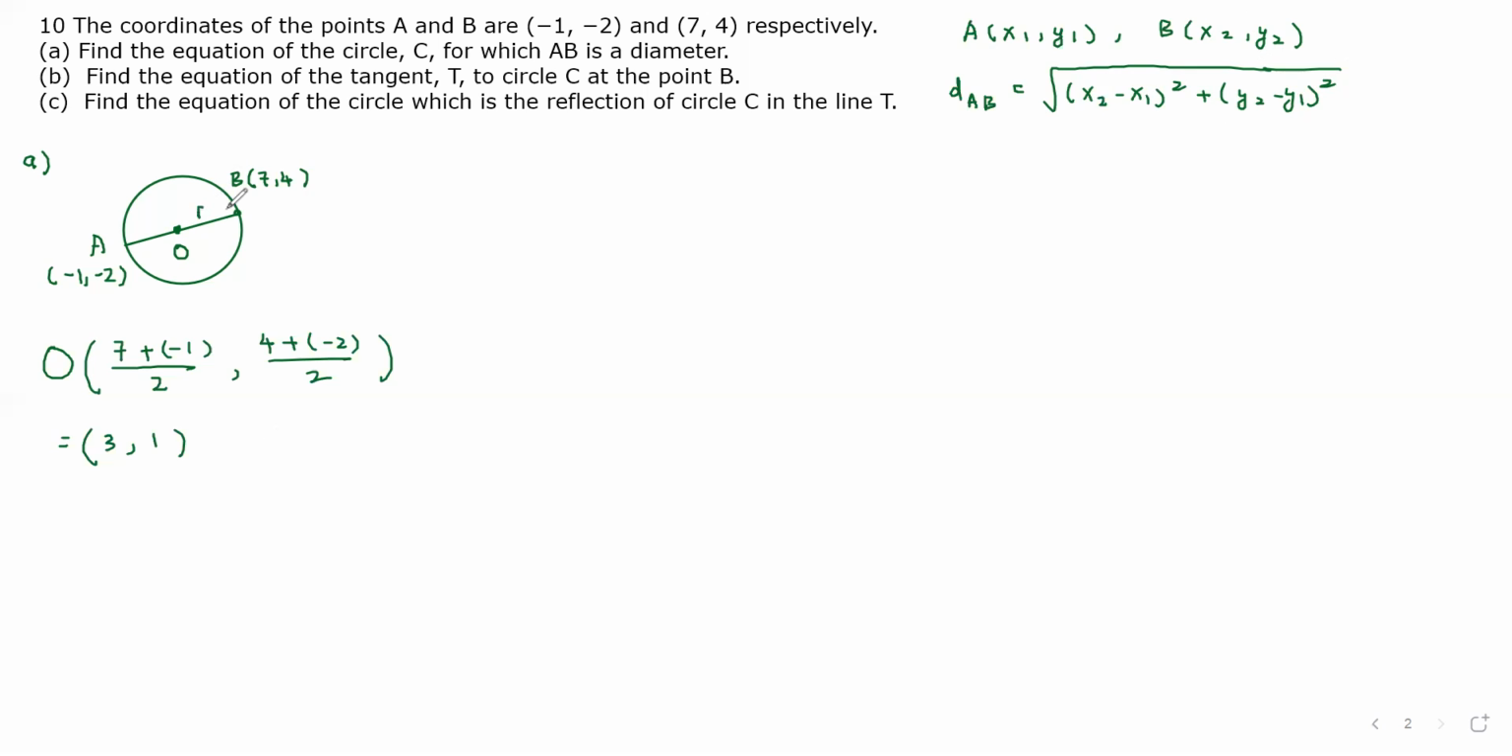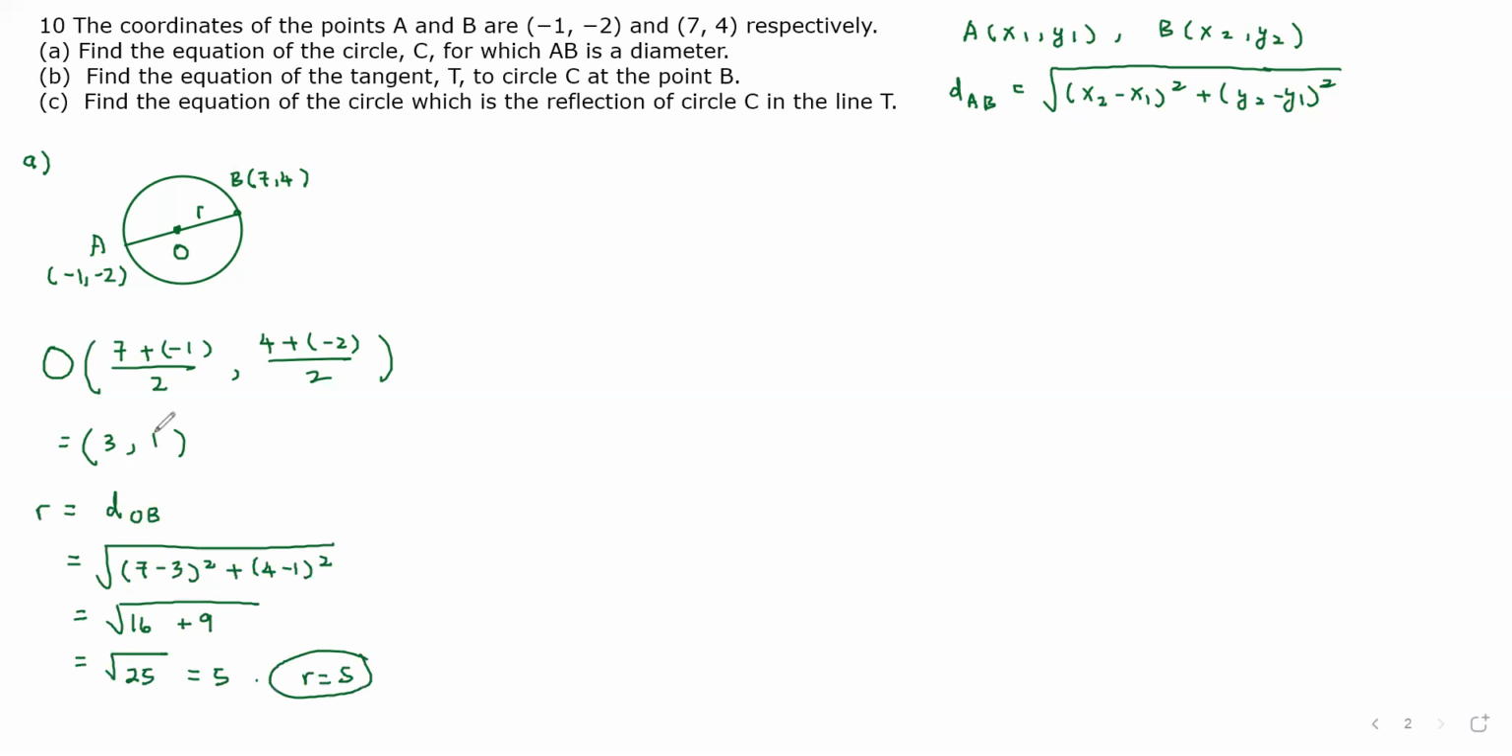To find the radius of the circle here, the radius is actually the distance between the center and point B. You can use point A as well, doesn't matter. Then for the x coordinates here, 7 minus 3 squared. And for the y coordinates, you have 4 minus 1 squared. So that is the square root of, 7 minus 3 is 4, that will give you 16. 4 minus 1 is 3, that is 9. So that gives you square root of 25, which is 5. Radius is 5.